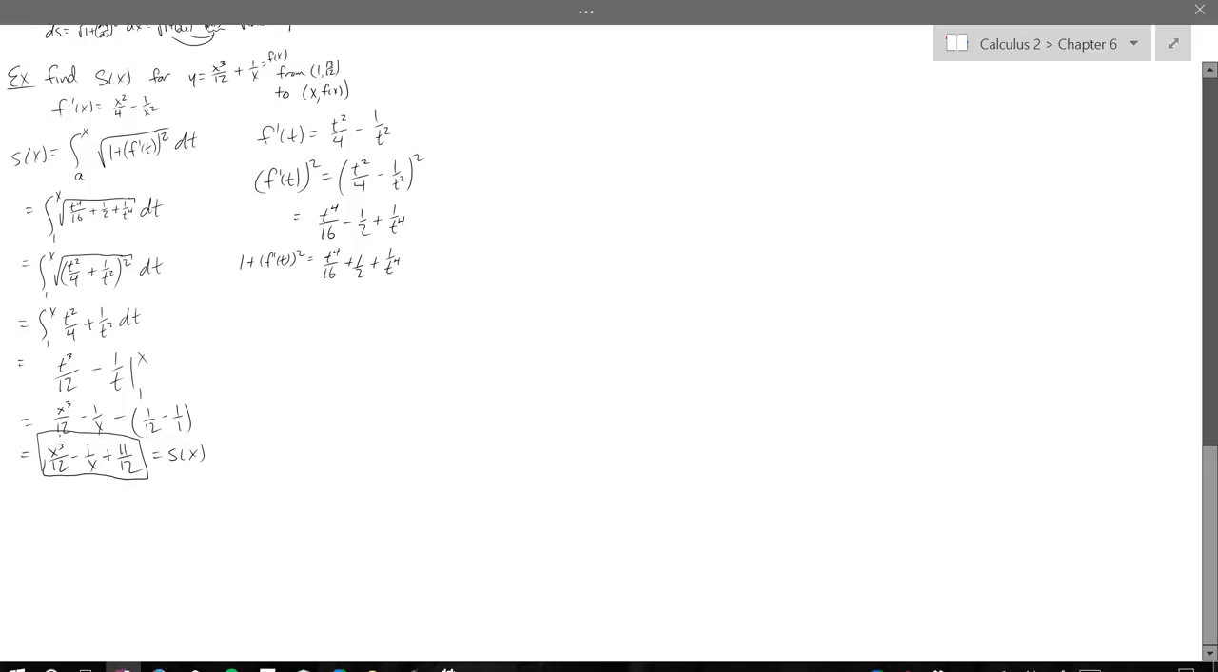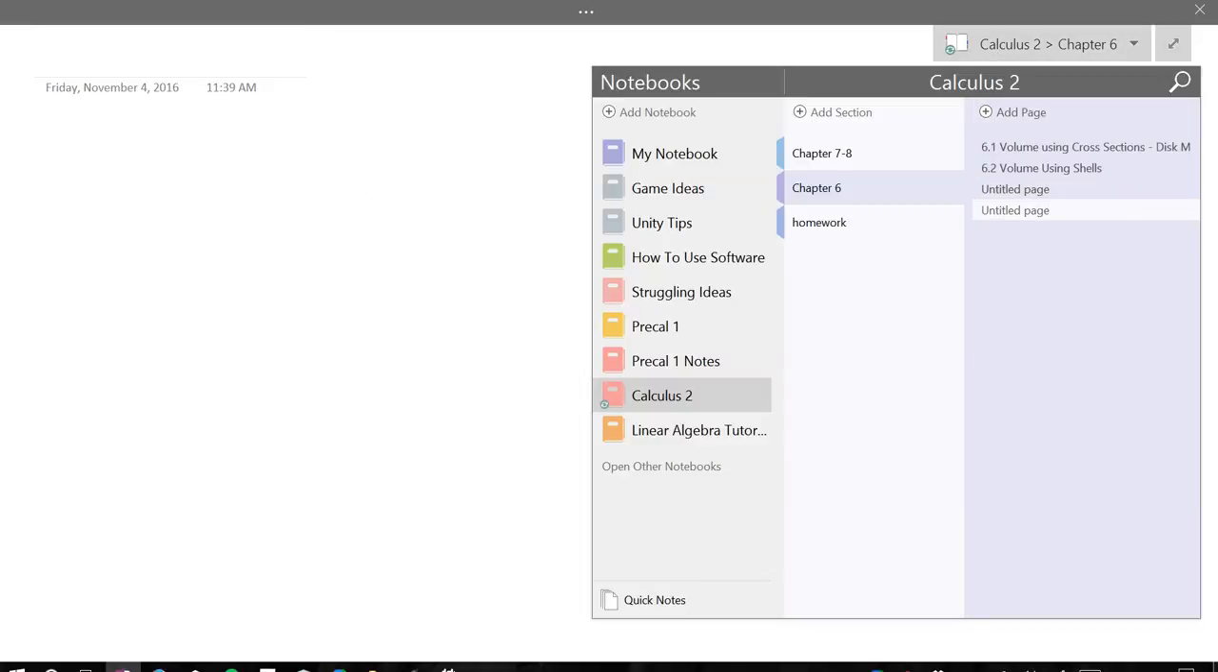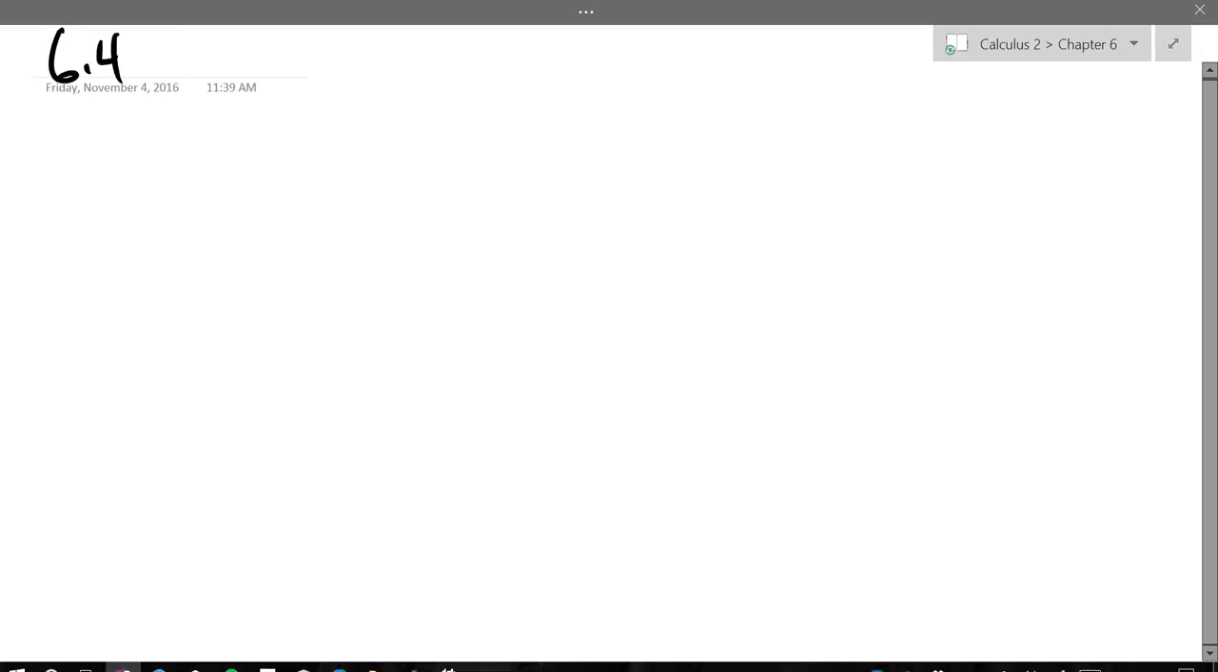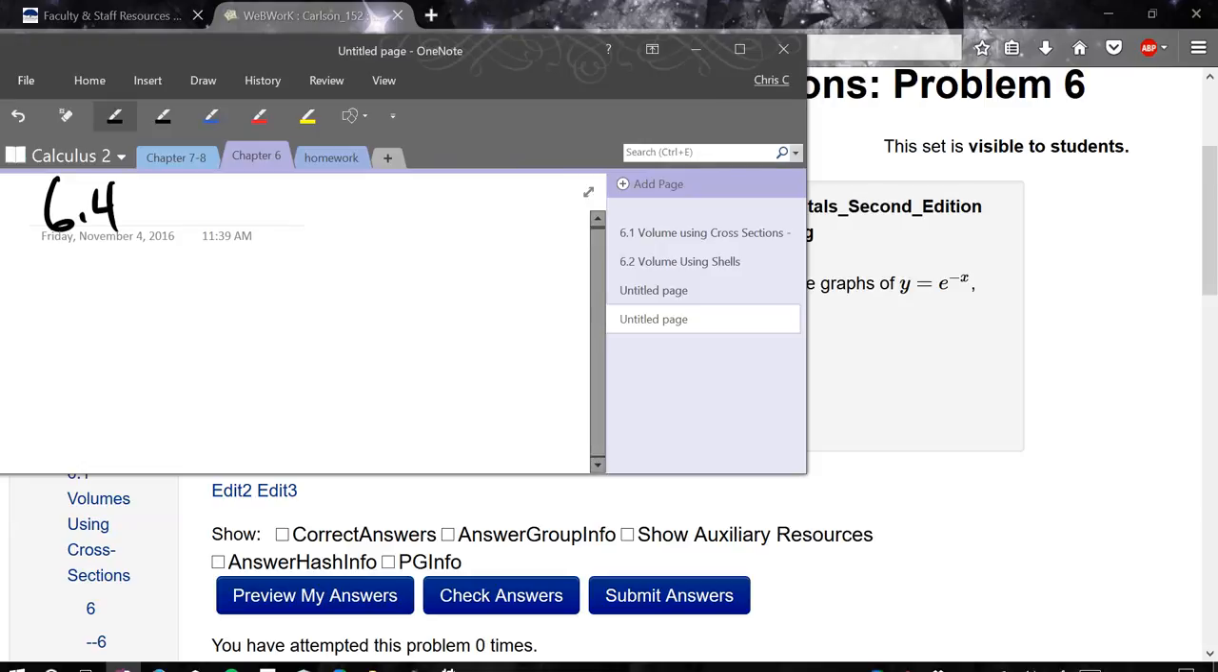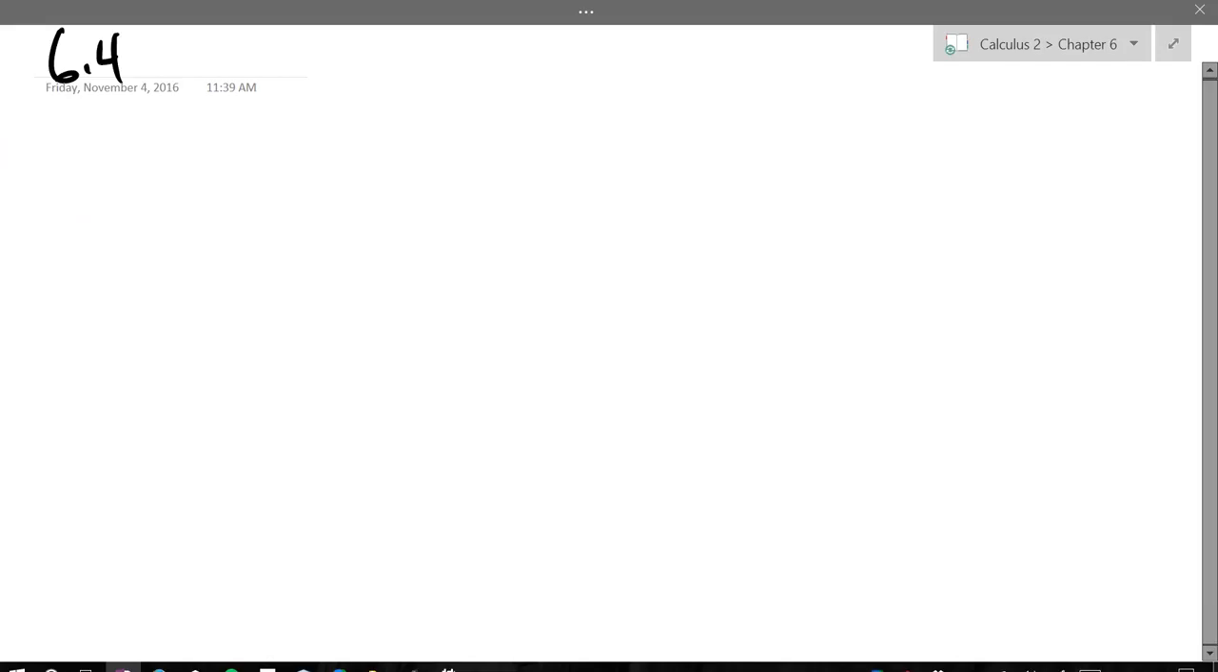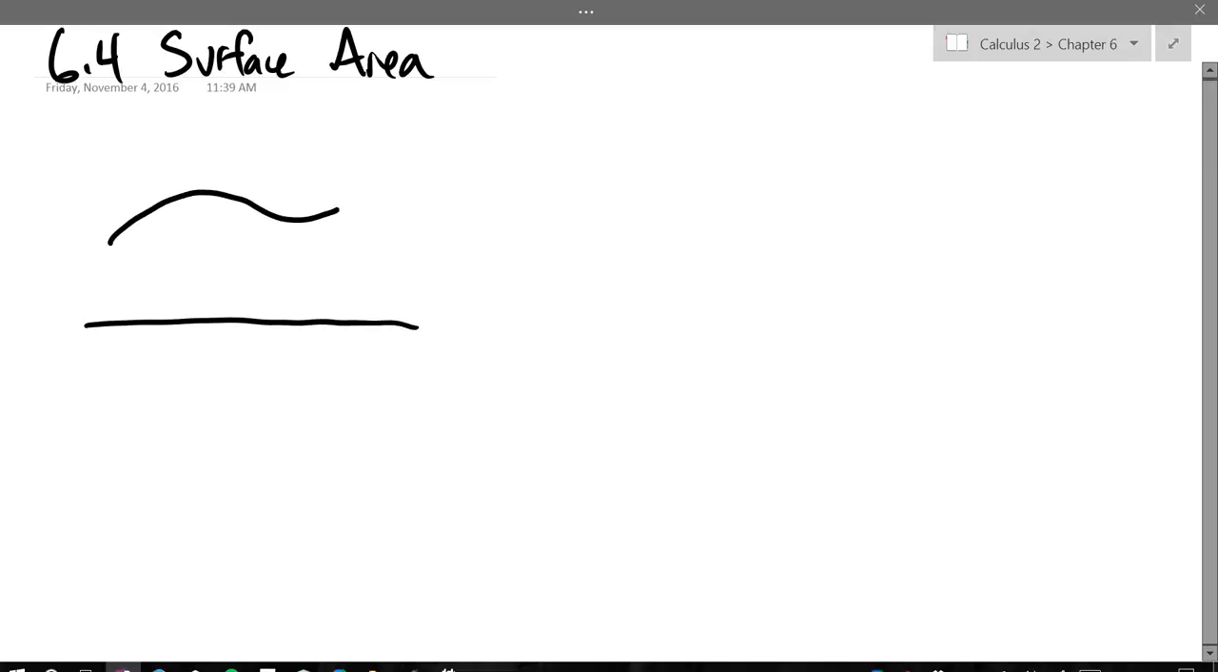So how do we make it difficult? We're going to take arc length and we're going to rotate it, and it's going to turn into a surface of revolution. That's going to make arc length feel very similar to finding a volume of revolution. So that is our next section. This is 6.4, surface area. We'll start with some pictures. Let's start with a curve, kind of like we started all the other ones.